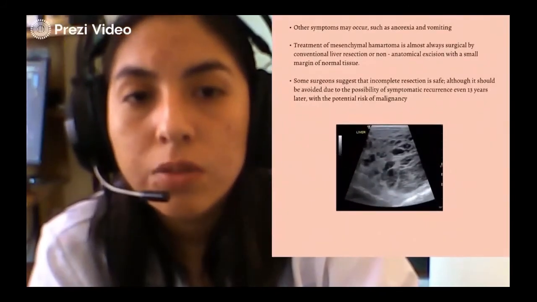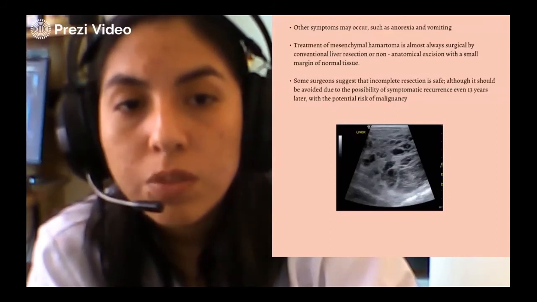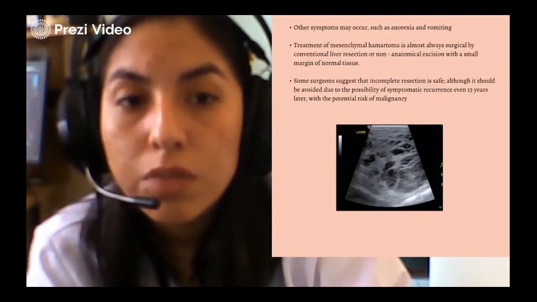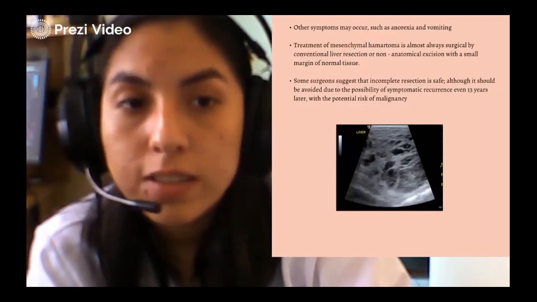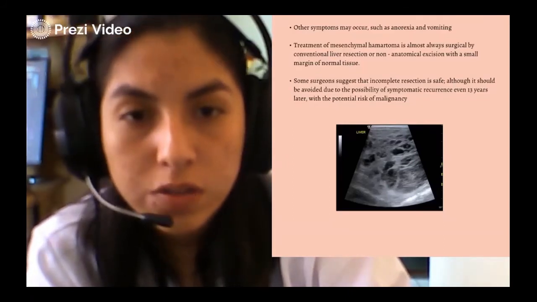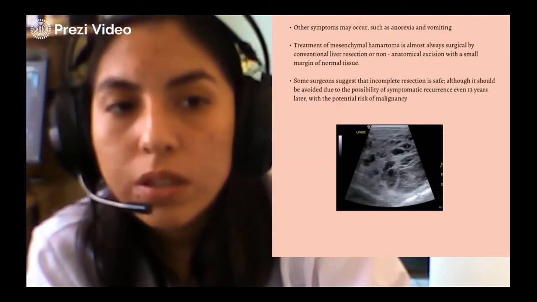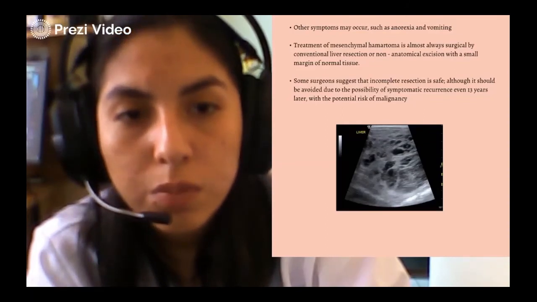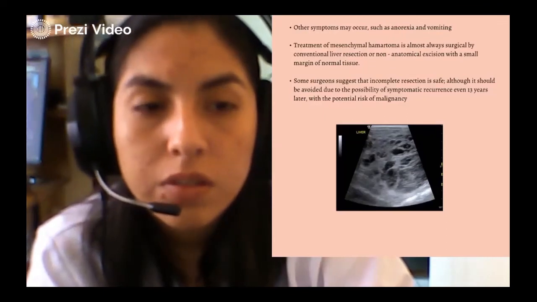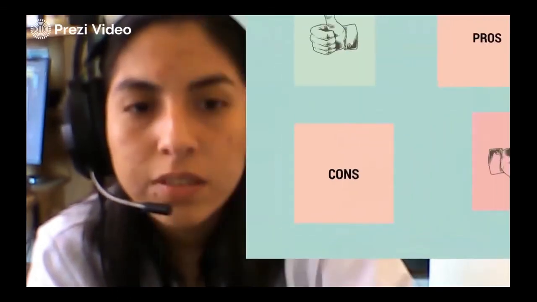Cons. Other symptoms may occur, such as anorexia and vomiting. Treatment of mesenchymal hamartoma is almost always surgical, by conventional liver resection or non-anatomical excision with a small margin of normal tissue. Some surgeons suggest that incomplete resection is safe, although it should be avoided due to the possibility of symptomatic recurrence even 13 years later, with the potential risk of malignancy.